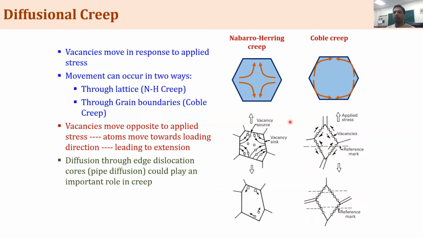So both of these mechanisms can lead to the change in the dimension and thus the creep, and it is the temperature which will decide which one will dominate. So this one, Nabarro-Herring, which is the diffusion through the lattice, we know that lattice diffusivity is higher at higher temperatures. So this one is dominant at higher temperatures, while grain boundary diffusion, the Coble creep you would see, would be dominant at moderately lower temperatures.